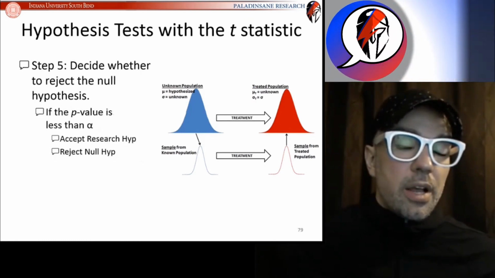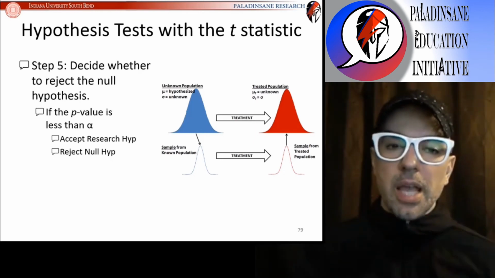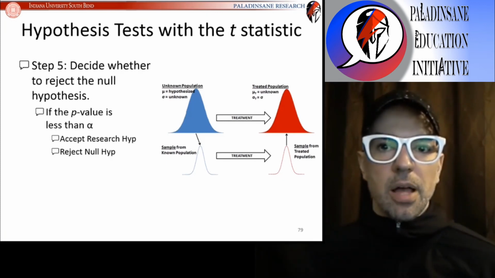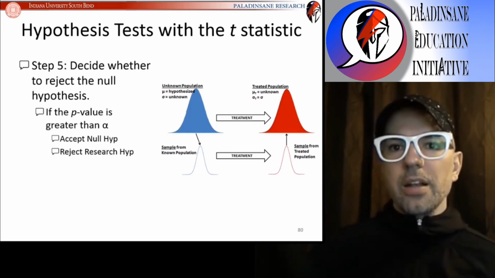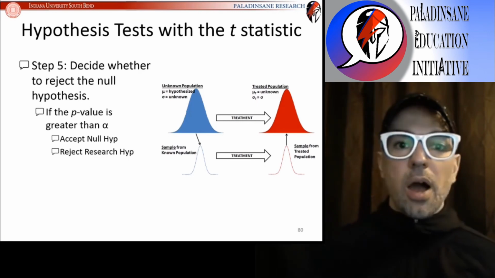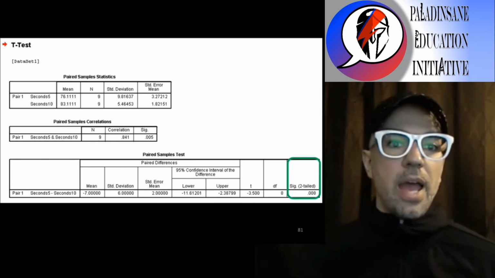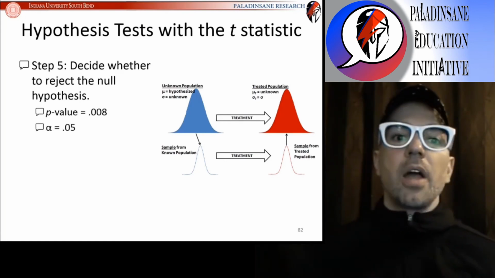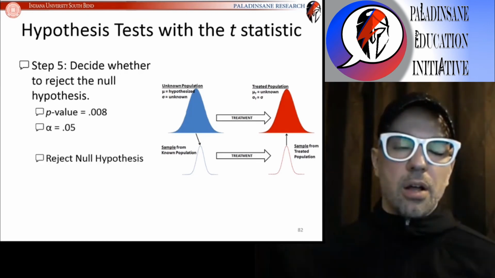What's the conclusion that we're going to come to using probabilities? So the rules again are, if the p-value, if your sample's probability is less than your alpha, accept the research hypothesis and reject the null hypothesis. If on the other hand, the p-value, your sample's probability is greater than your alpha level, accept the null hypothesis and reject the research hypothesis. So our p-value, our probability of our sample, was 0.008. We have an alpha level of 0.05. Our p-value is less than our alpha value, so we reject our null hypothesis.